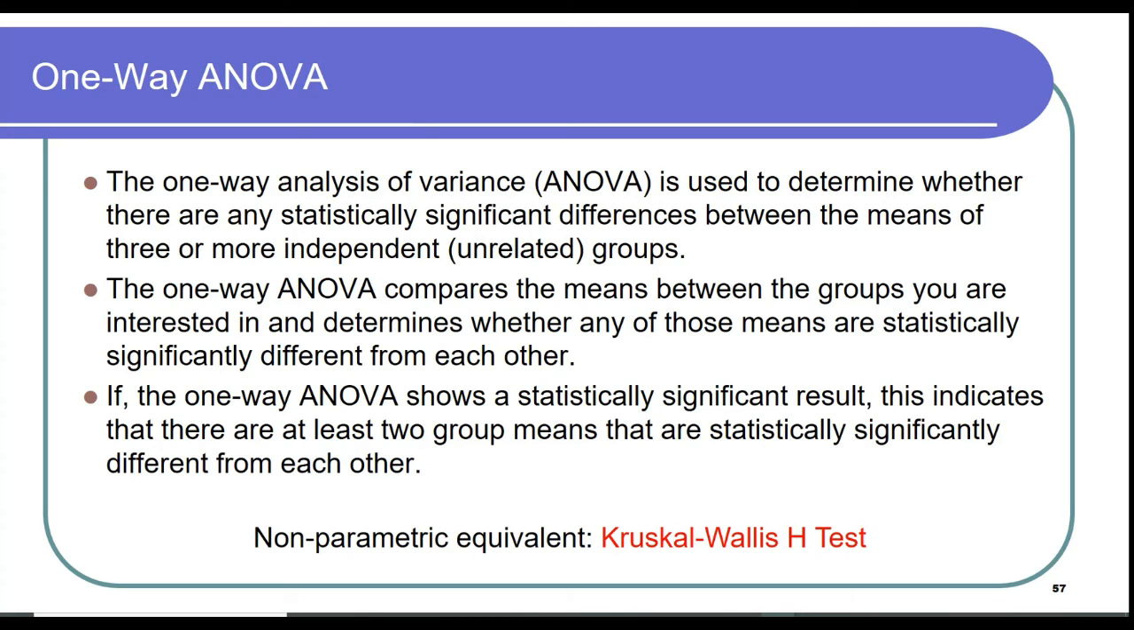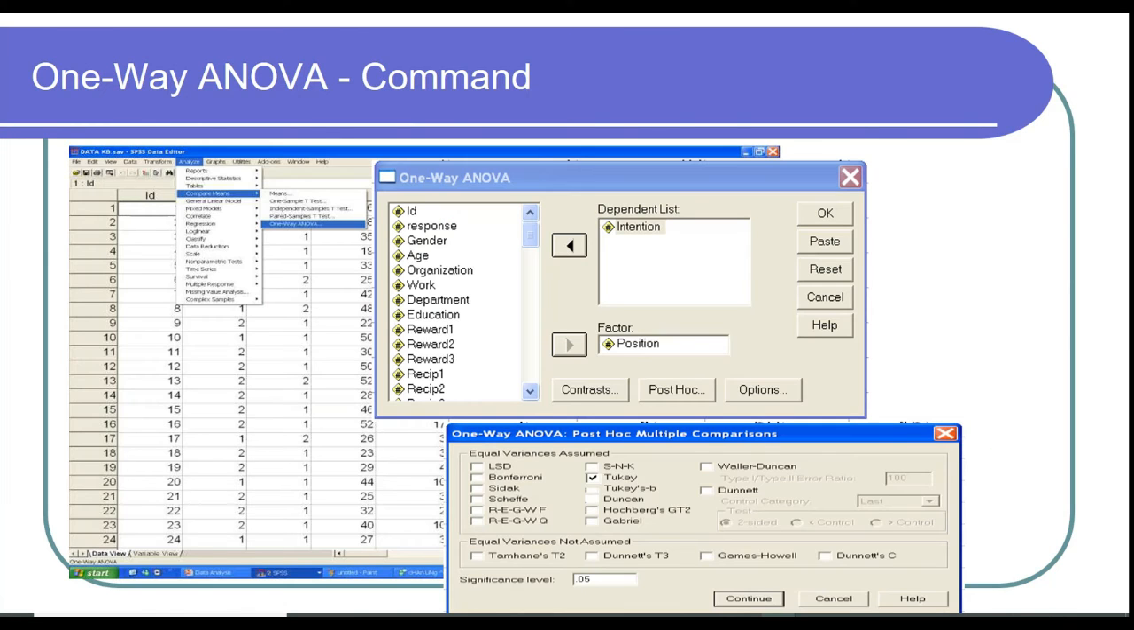If the one-way ANOVA shows a statistically significant result, this indicates that there are at least two group means that are statistically significantly different from each other. Okay, so Kruskal-Wallis test is the non-parametric equivalent of one-way ANOVA if your DV is not normally distributed.